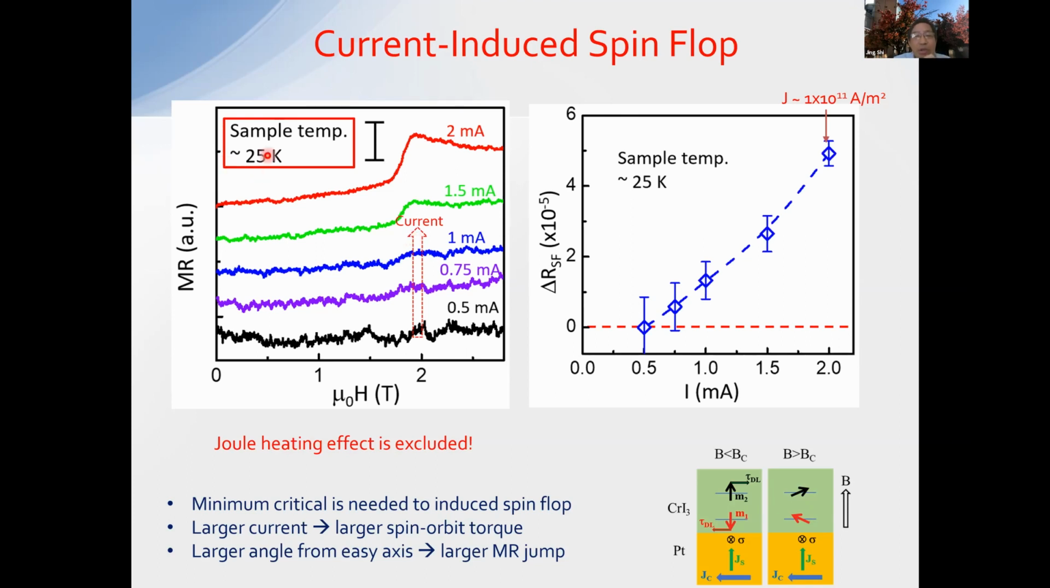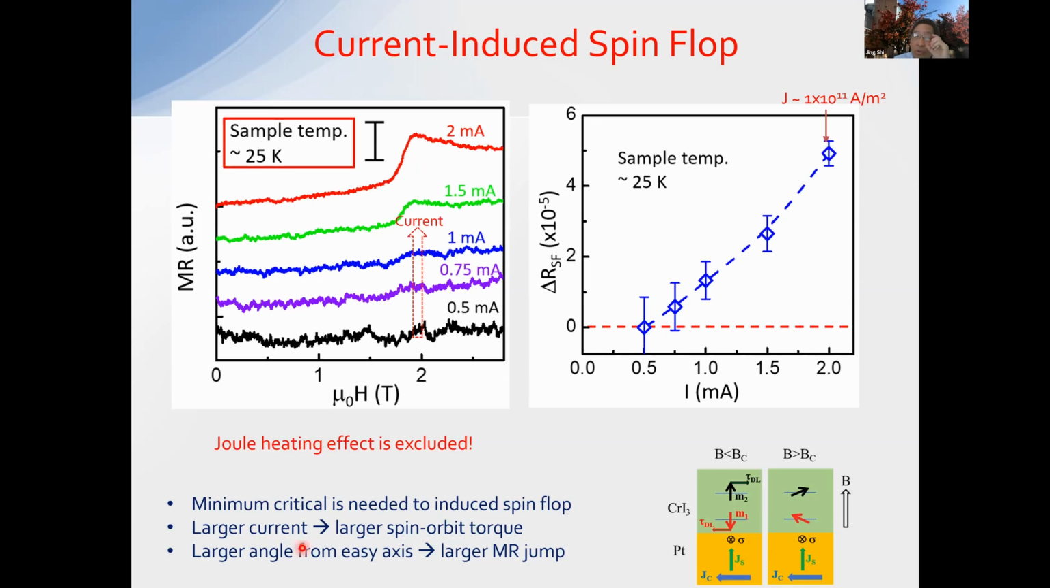So how do we know it's 25? We measure the platinum resistance, to keep the sample temperature exactly the same. In this case, we only see the current effect, not the Joule heating effect. In other words, we see the effects due to the current other than Joule heating: this rise around 2 Tesla or so, the jump rising from above zero.